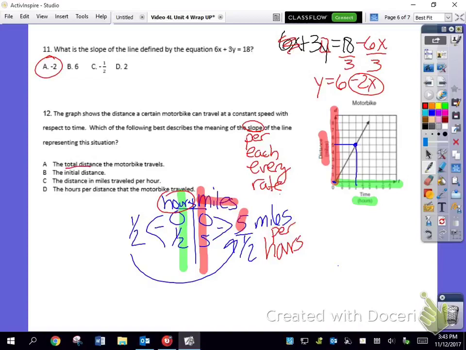Okay, this says total distance. No. Initial. Initial is your y-intercept. So that's no. Miles per hour, that looks promising. The hours per, no, hours is not first. Miles is first, the y, so it's C.